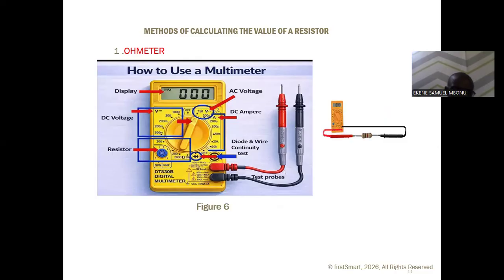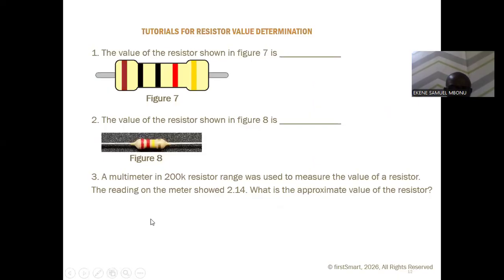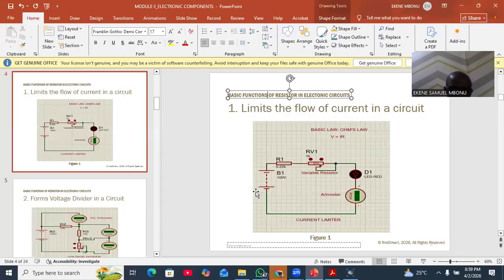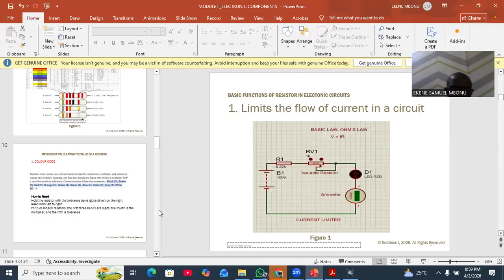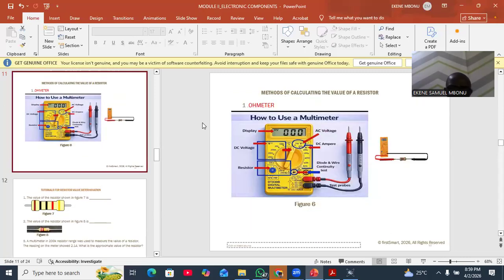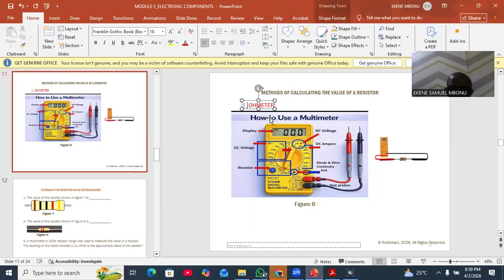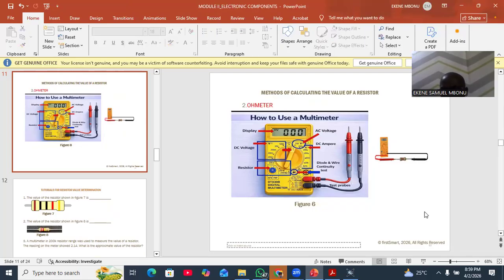Another way to measure resistance value is by the use of a multimeter. This is number 2, not number 1 now. We have done number 1. By the use of multimeter.